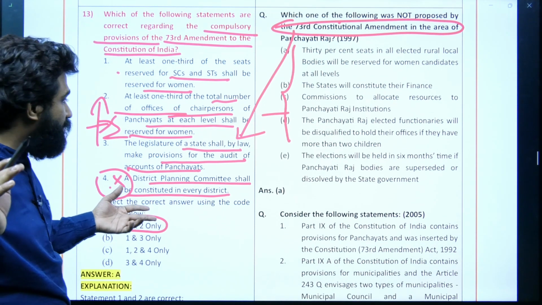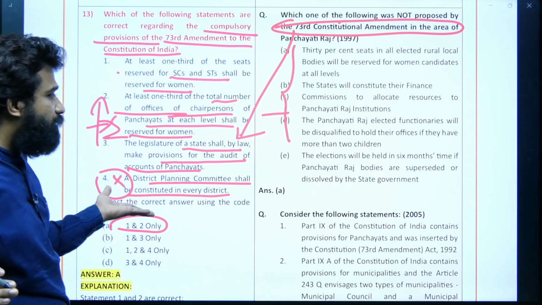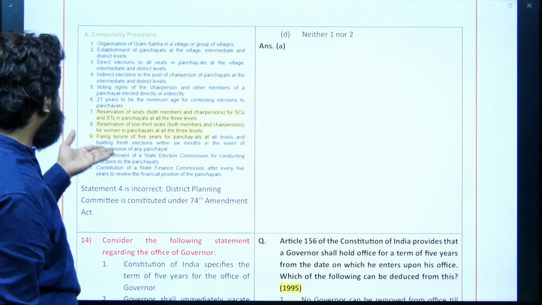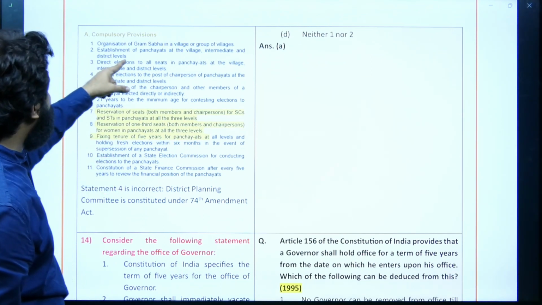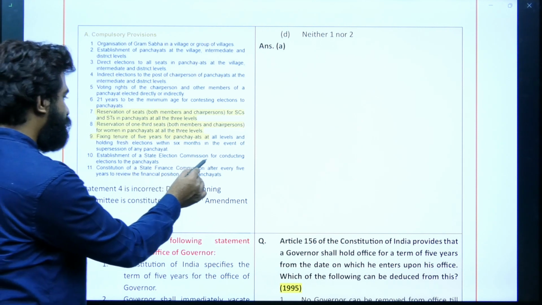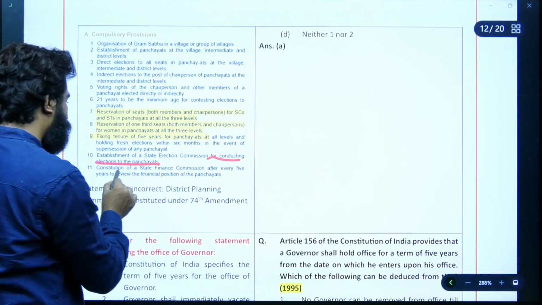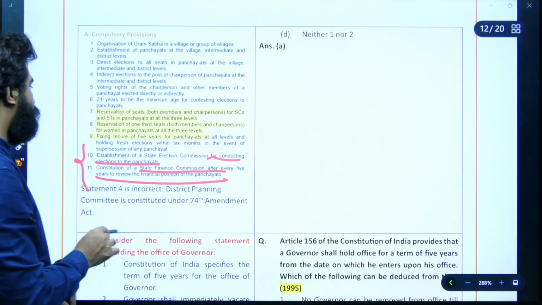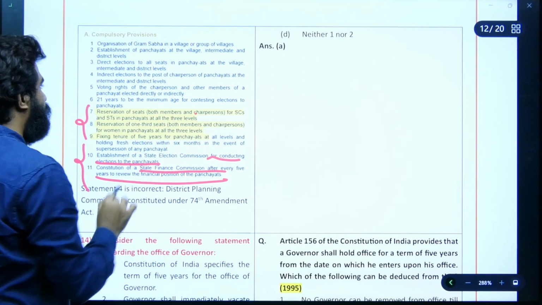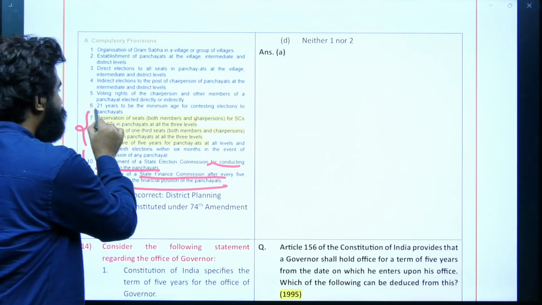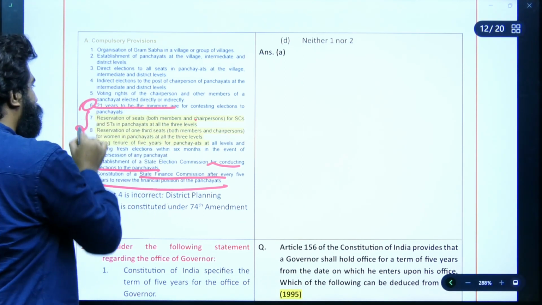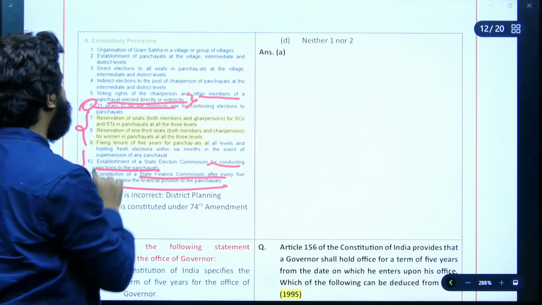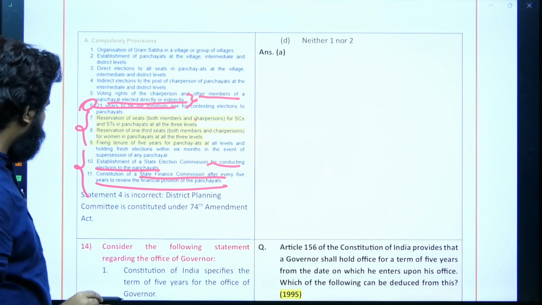Regarding the third and fourth statements, why are they not chosen here? Look at this one: reservation of seats, that is fine. But this is the establishment of the State Election Commission for conducting elections to the Panchayat and the constitution of the State Finance Commission after every 5 years. These are very mandatory functions. Likewise, the seats reserved for it, and at the same time 21 years is the minimum voting age. This was also asked in the previous year, along with voting rights of the chairperson and other members of the Panchayat, elected directly or indirectly.